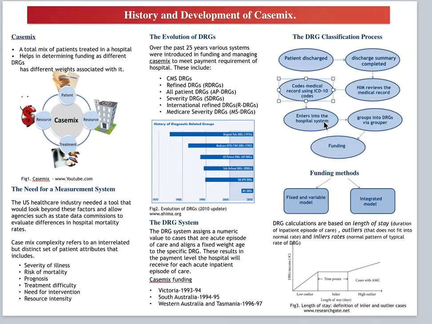The DRG classification system has been developed to describe a normal or typical case in a DRG, known as inliers. Outlier cases are those that do not fit into this normal pattern, in distribution that lies outside so-called trim points. Two funding models have been developed. The fixed and variable model involves a fixed grant for hospital overhead cost and a payment for each patient treated, covering only variable cost. The integrated model provides an integrated payment to hospital for each patient treated, covering both fixed and variable cost.